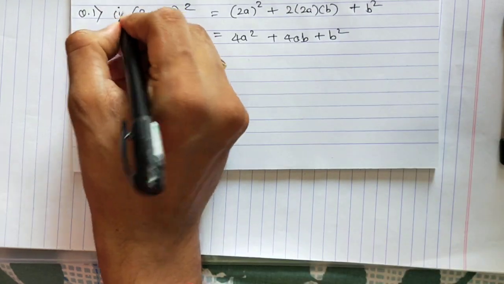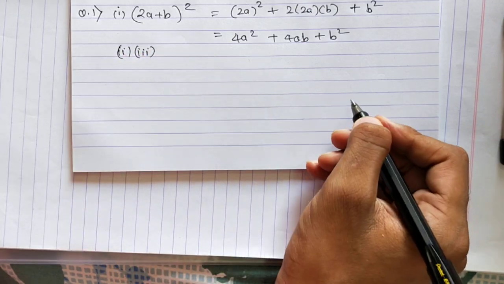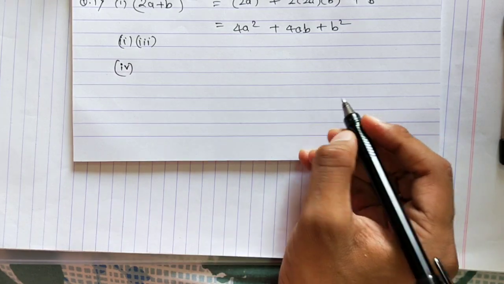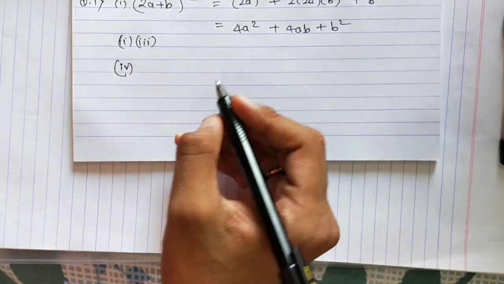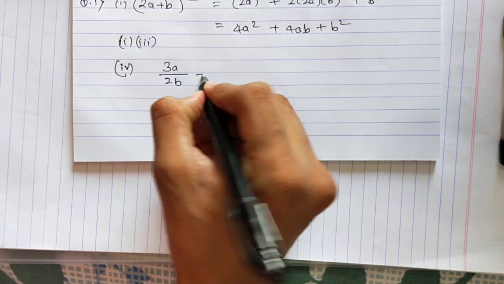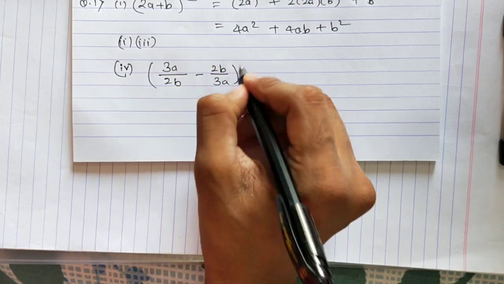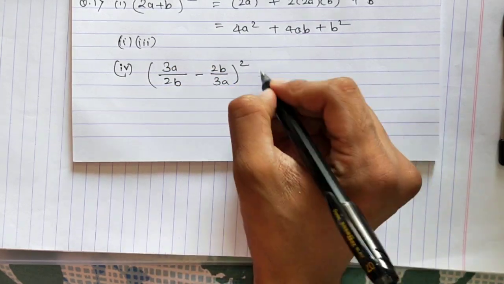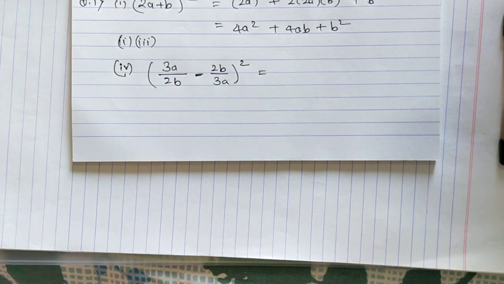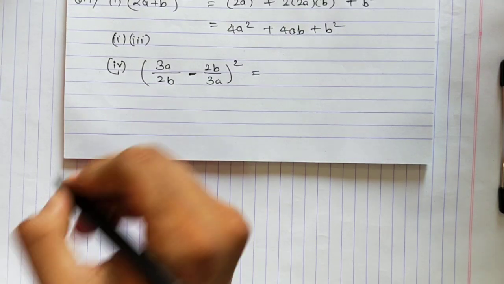So the question number 2 and 3, I want you to do it on your own. They are very easy. Okay, I'll do question number 4 with you. Question number 1, sub question 4. Sub question 4 is 3a upon 2b minus 2b upon 3a. We have to find the square of this. So again, this is a minus sign, means this is a square minus 2ab plus b square.